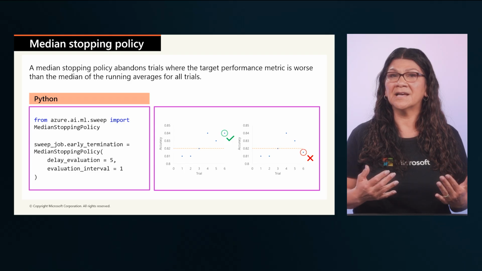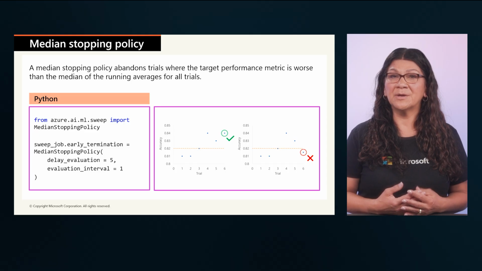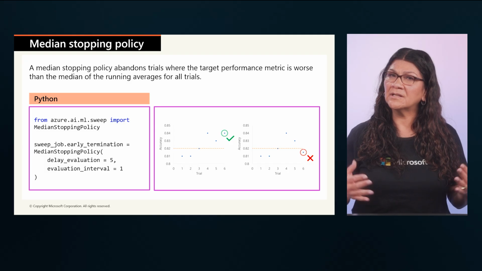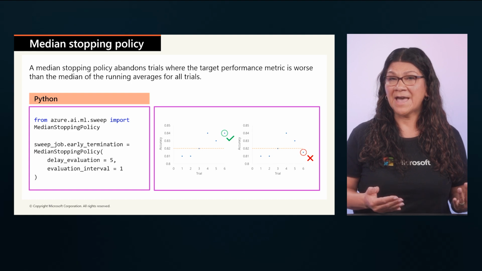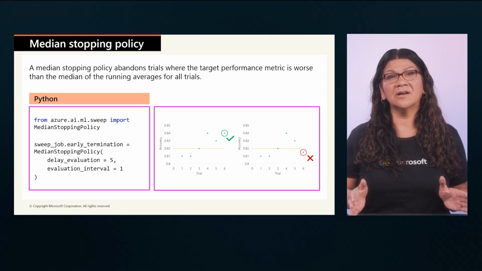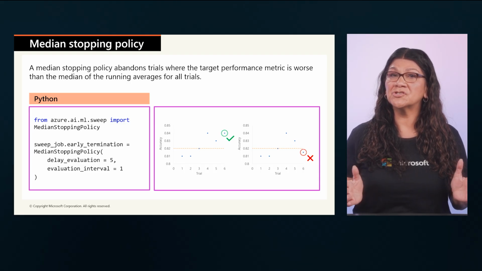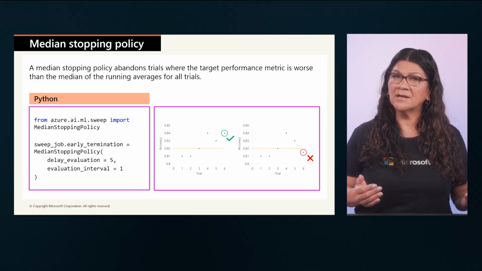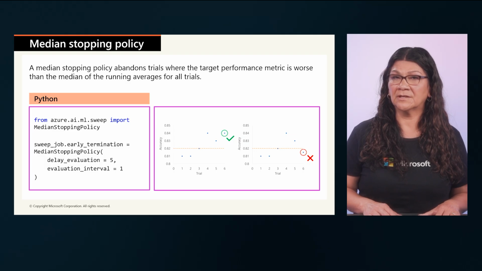Consider tuning a diabetes prediction or a churn model. Azure ML may run many hyperparameter trials, but the median policy quickly eliminates configurations that underperform relative to the pack. So a best practice here is to use a median stopping policy when exploring large search spaces. It ensures underperforming runs are halted while still giving promising trials enough time to show meaningful improvements in the target metric.